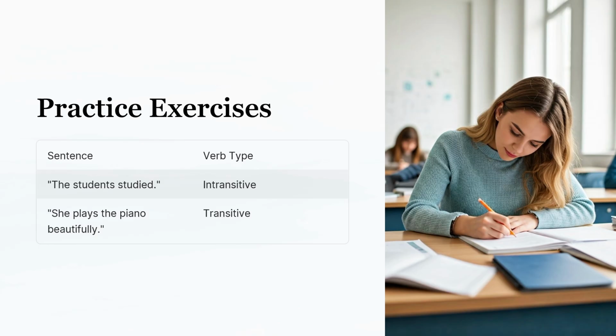Okay, so now let's test your understanding with a few practice exercises. In each example, we'll try to determine if the verb is transitive or intransitive. In the sentence, the students studied, ask yourself if an object is needed. Similarly, in the sentence, she plays the piano beautifully, see if you can identify the verb type by asking what or whom questions. After you've thought it over, you can see what type of verb. So here are the answers. For the first one, the students studied, that's intransitive. And for she plays the piano beautifully, that's transitive, as in she plays is the action on the object, which is the piano.